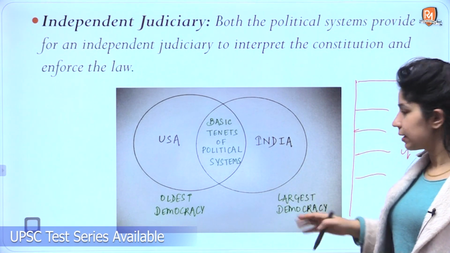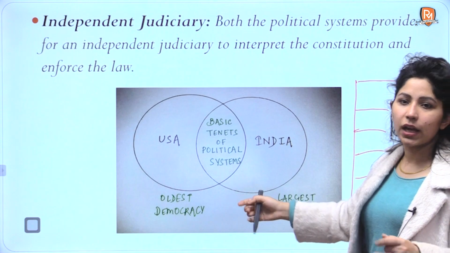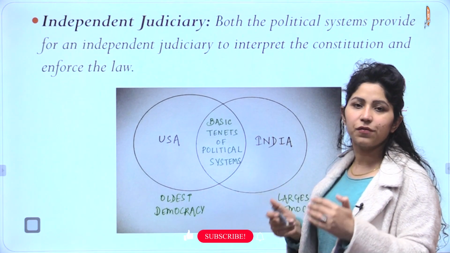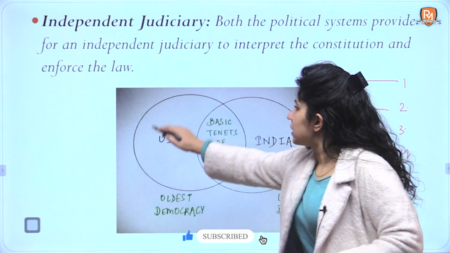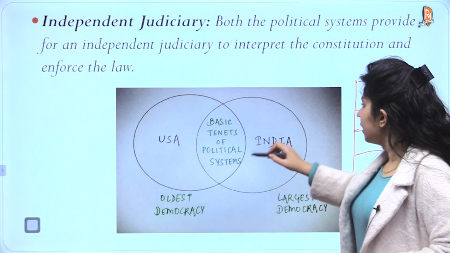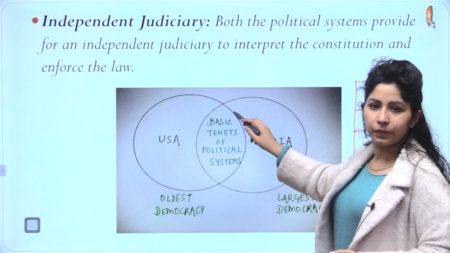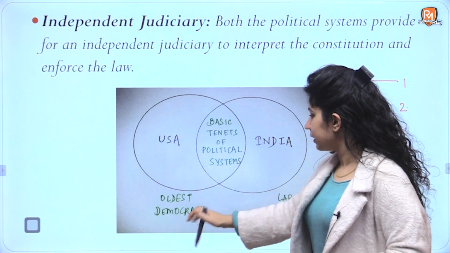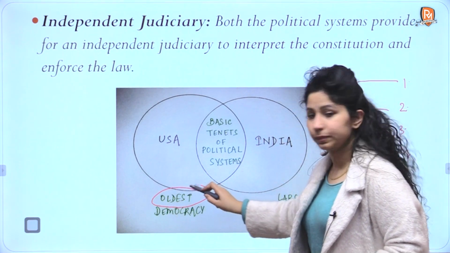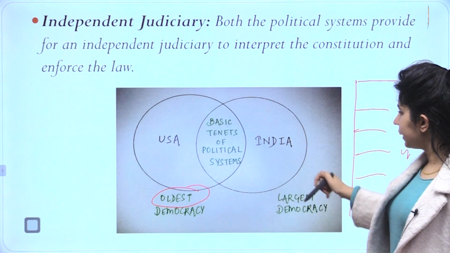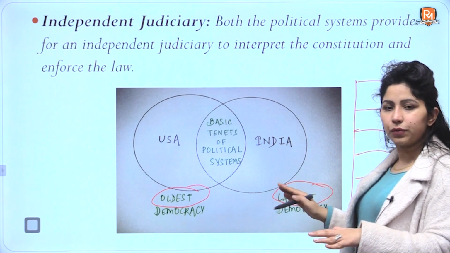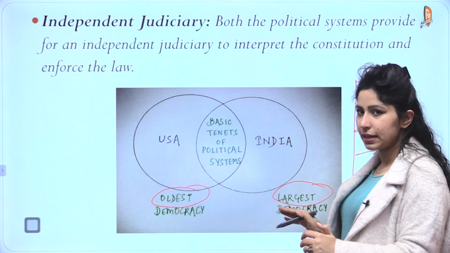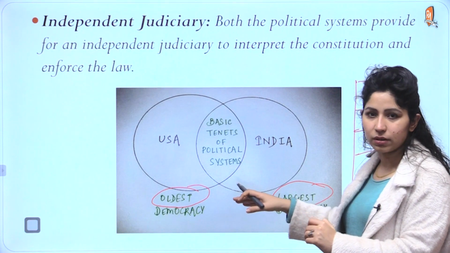The second one is this. Since we are talking about USA and India, this is a very basic Venn diagram. We've taken USA on this side, this circle represents USA and this circle represents India. USA we've written here is the oldest democracy, and under India we've written it's the largest democracy. So this is a very beautiful representation of both the democracies which we are talking about in this question.